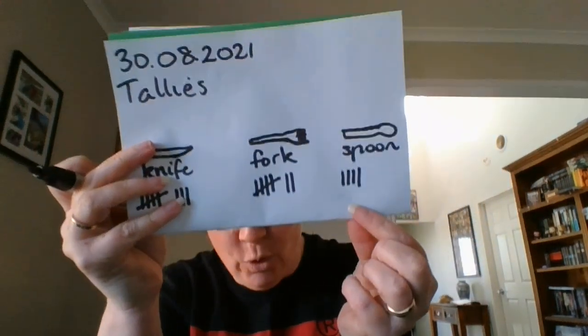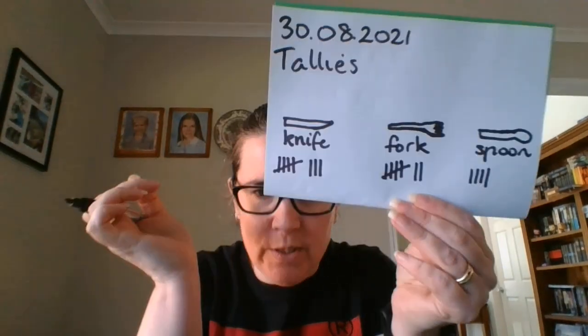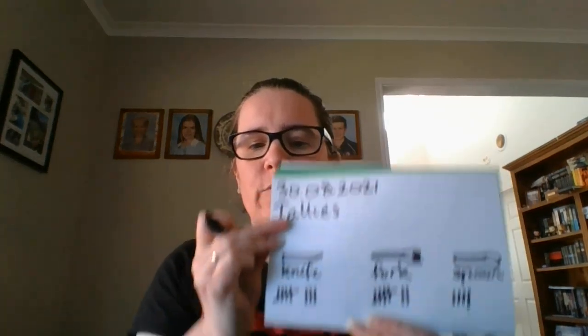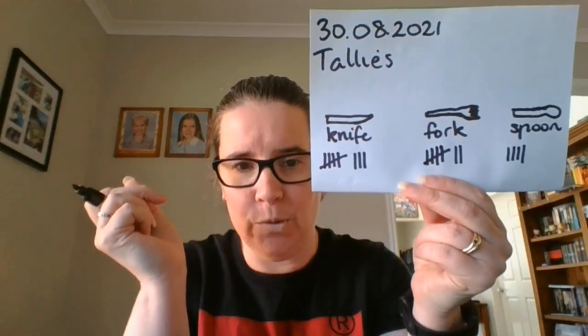1, 2, 3, 4. Oh, there was a fork. So I only had 4 spoons. Now, that's all we're doing for today. But for a bit of a challenge, you might then try to work out which one has the most.